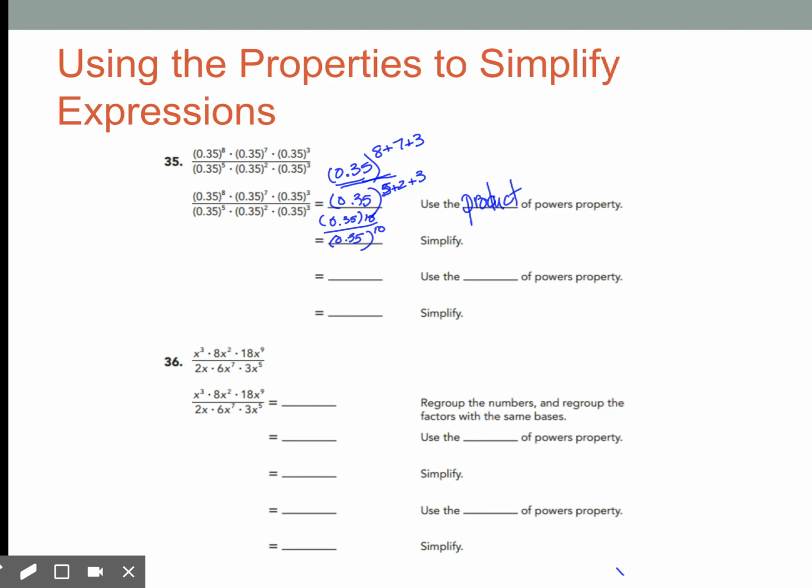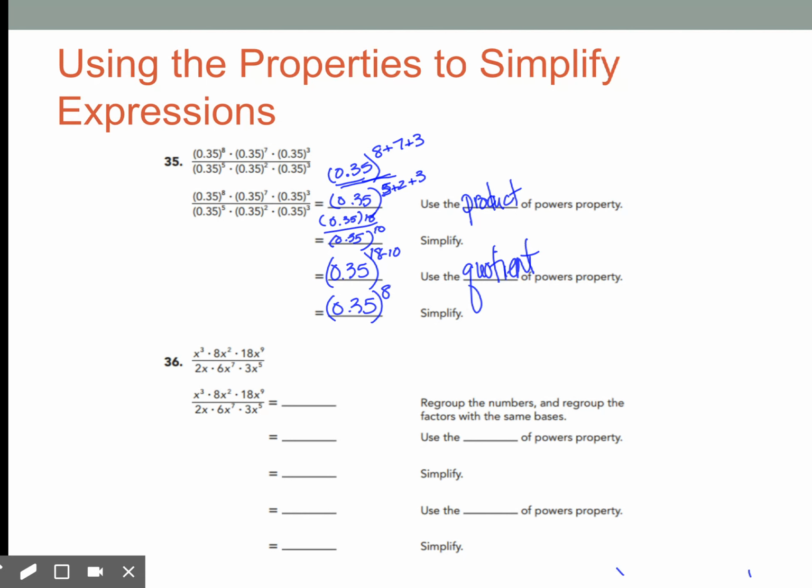So now, after I've simplified, I can apply the quotient of powers property, and have 35 hundredths to the 18th minus 10th power. And simplifying by just doing the subtraction is 35 hundredths to the 8th power, since 18 minus 10 is 8.